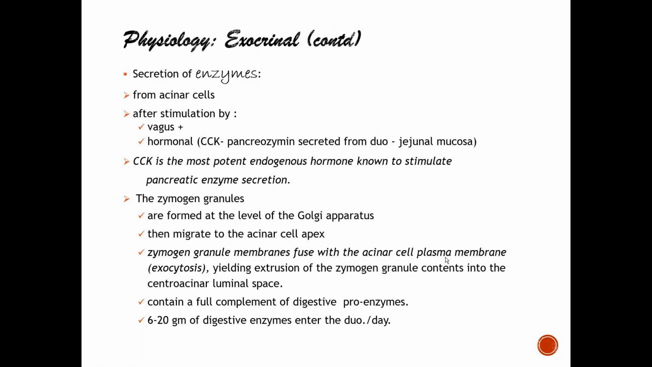Now, they contain a full complement of digestive proenzymes, to the extent of 6 to 20 grams of enzymes entering the duodenum daily. And they are always in the inactive form, that is, they are proenzymes. Because remember, if they are activated at this point of time, what would occur? A destruction of the pancreatic cells, ultimately the cause for acute pancreatitis. Remember, the secretion is always in the inactive or proenzyme form.